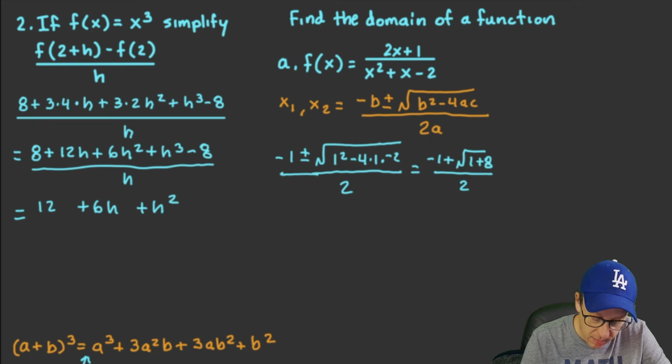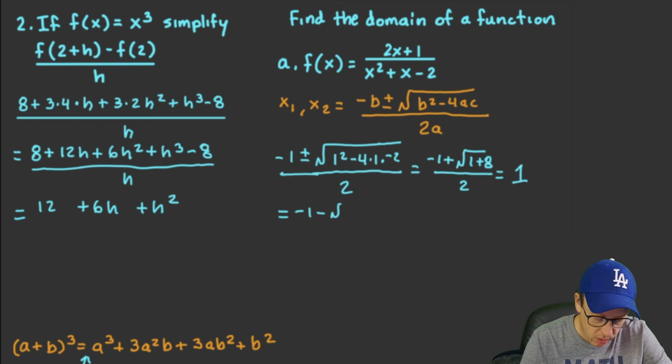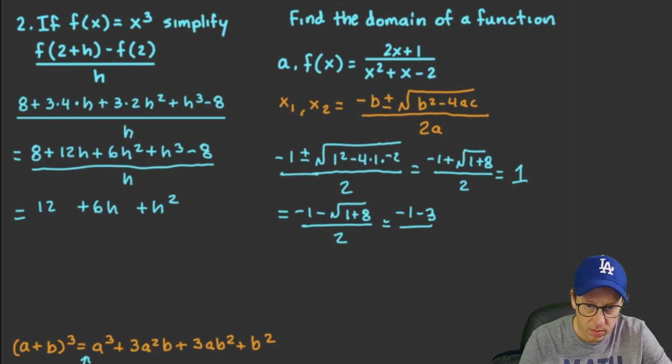And this is going to end up being equal to -1 plus 3, which is equal to 2, and 2 over 2 is equal to 1. So 1 is going to be one of the values that's not valid, and another one is going to be -1 minus the square root, again, of 1 plus 8, over 2. And this is going to end up being equal to -1 minus 3, which is -4 over 2, which is equal to -2.